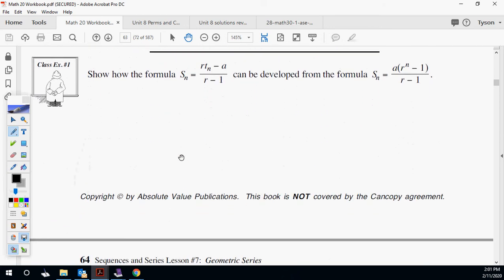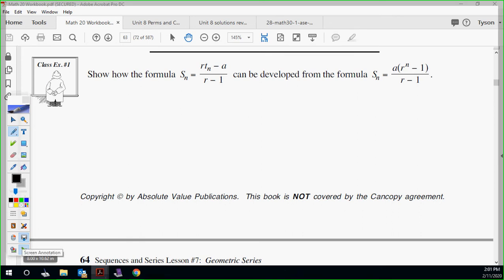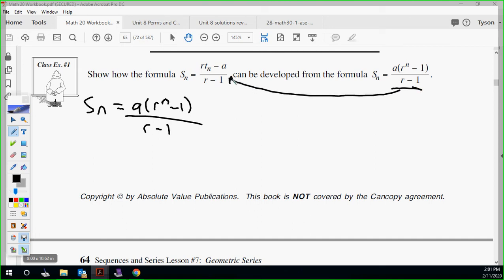So let's look at these. They want to show that these two formulas are the same, so just proving they're the same real quick. It's not too hard to work, actually. If we say S sub n, we're going to come from the A. So S sub n is A times R to the n minus 1, all over R minus 1. What we're going to do is distribute the A. I'm starting from this here, and I'm going to make it look like this.